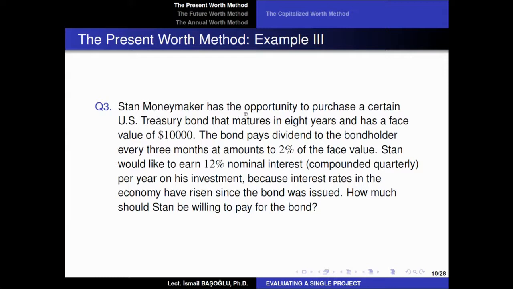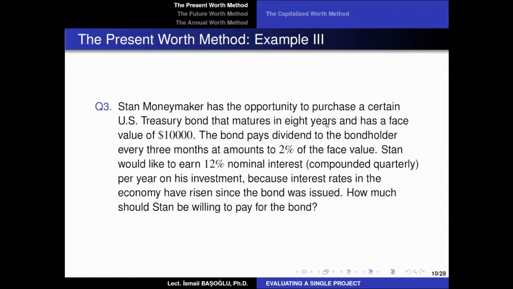Stan Moneymaker has the opportunity to purchase a certain United States Treasury bond that matures in 8 years and has a face value of $10,000. Now remember, when we talked about bonds, we pay some initial amount to purchase these bonds, and we need to keep these bonds until the maturity date. So that is the total period of the maturity period of the bond, and that is 8 years.